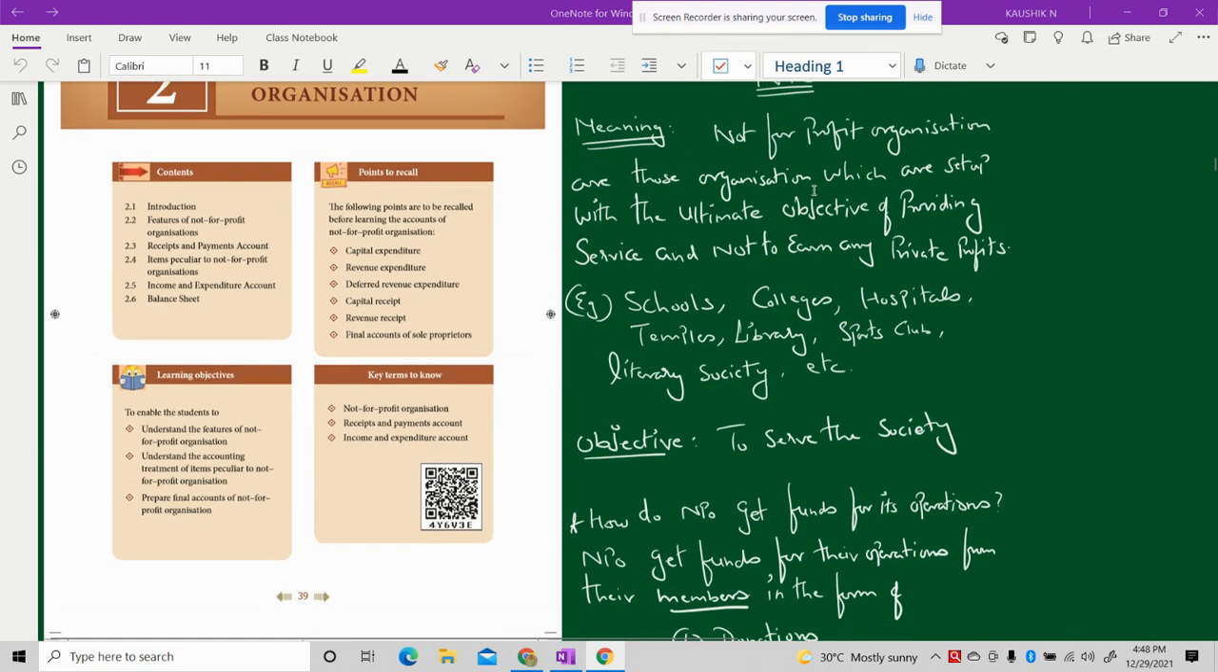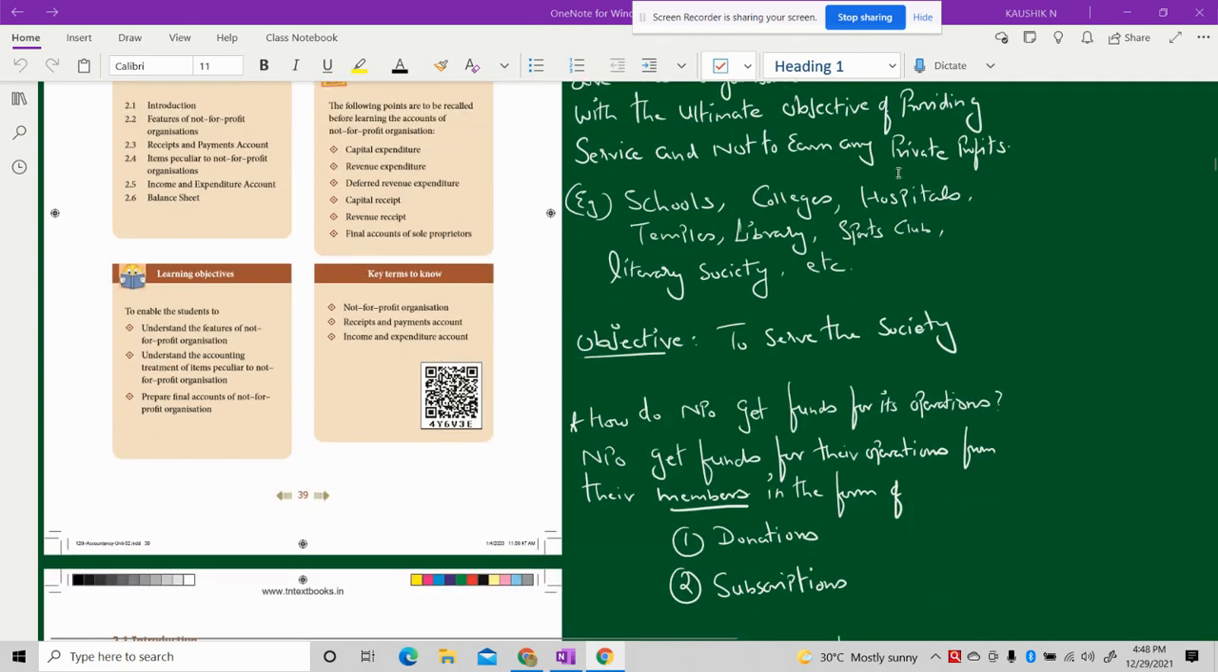However, as we have mentioned, NPOs are those organizations which are set up with the ultimate objective of providing service alone and not to earn any private profits. But at times, there are some chances where an NPO can also earn profits. It is not quite often, it is very rare. It doesn't happen frequently, it's very rare.